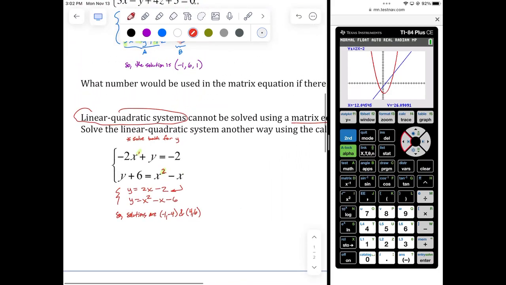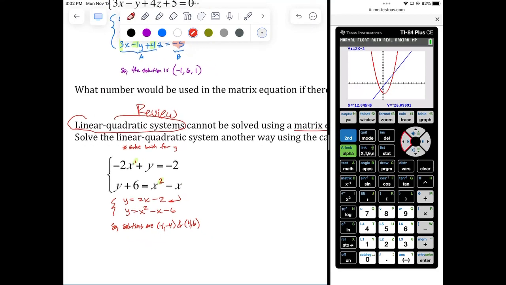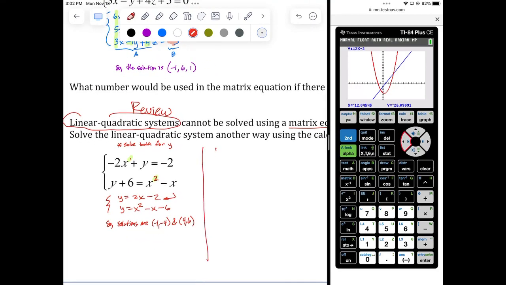And that's not matrix multiplication because it's a linear quadratic system. So this is just a review question that we did. Do you want to review how to do it by hand, or are you okay with by hand? We should probably review by hand. Let's review that real quickly.